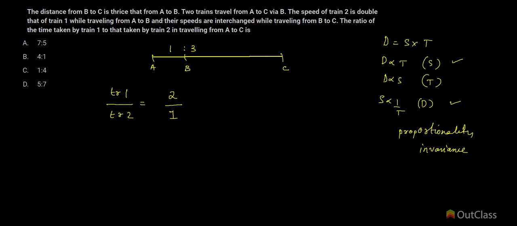Now, after this, their speeds are interchanged. I'm going to ignore this for a bit and then come back to it. Now, if the speeds had not been interchanged, what would happen in the second leg of the journey?